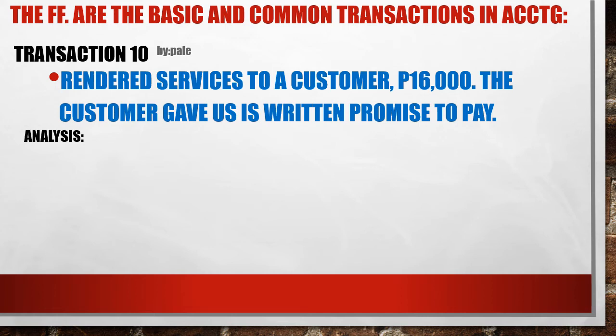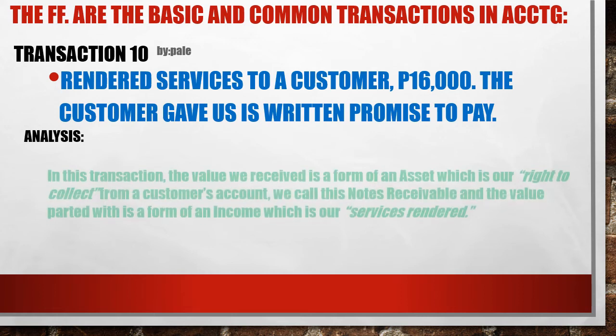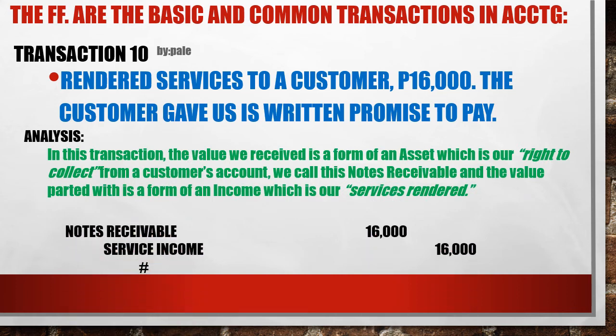So, we rendered services. You already know, every time we render service, automatic there is a credit of service income. But what is our debit? We did not receive any cash, but their promise to pay only. The question is whether it's oral or written. So, it's written. If it's a written promise to pay, that is notes receivable. So, we debit notes receivable, 16,000. Then credit service income, because we rendered services, 16,000.